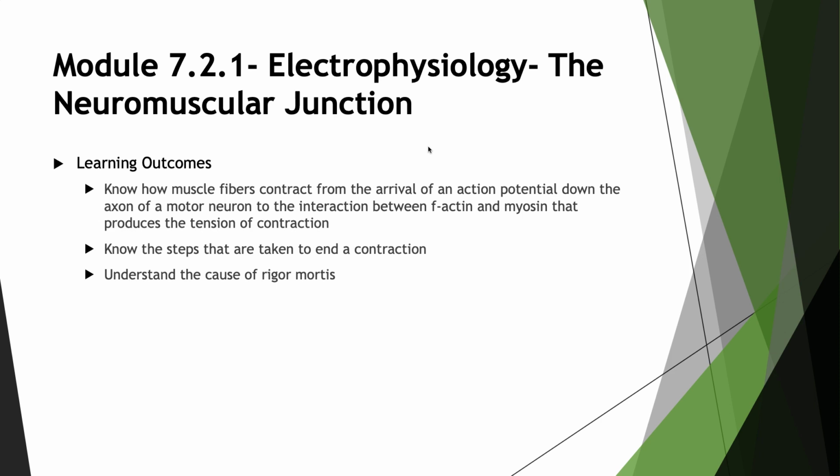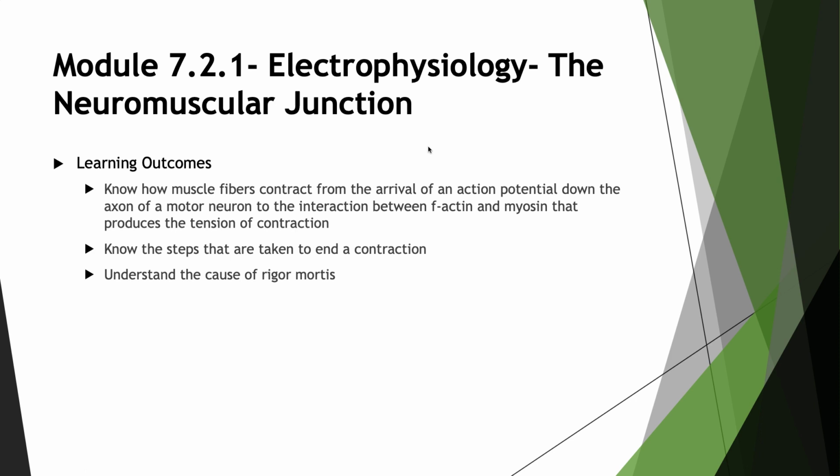Module PowerPoint for module 7.2.1. Getting into our section on electrophysiology and specifically the neuromuscular junction here. Keep in mind that this is just kind of a rehash of what we've learned, just going into a little bit more detail. All of the modules in 7.2 are going to be like that.